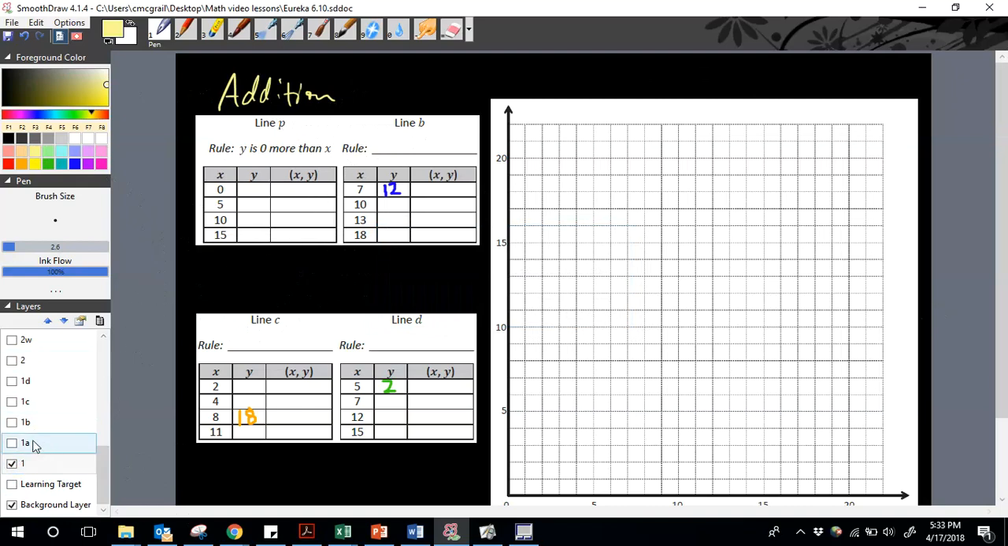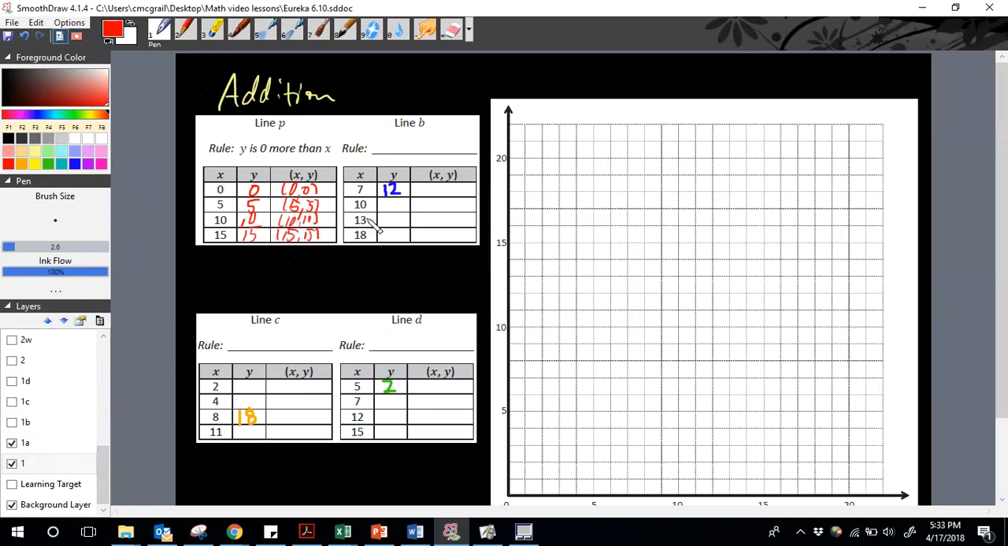Okay, let's begin. Line P, that's the very first one. The rule is y is 0 more than x. Let's go ahead and fill that in right now: 0, 5, 10, and 15. So our coordinates are (0, 0), (5, 5), (10, 10), and (15, 15).